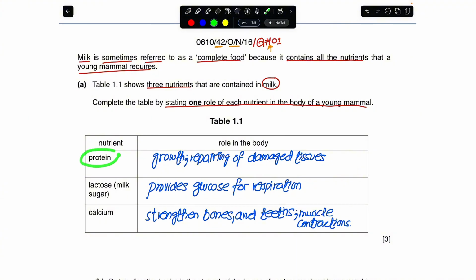The protein that we have, this is a fact that it can be used for growth, or you could say that it can be utilized for the repairing of the damaged tissues. Like one from these 2 points. The lactose, overall, we know has got glucose and galactose in it, and once it is broken down, we would get glucose out of it for the respiration. For the calcium, we know that this strengthens bone, or you could say the teeth. And this is also required for the muscle contraction. So out of these points, you would be required to write any one.